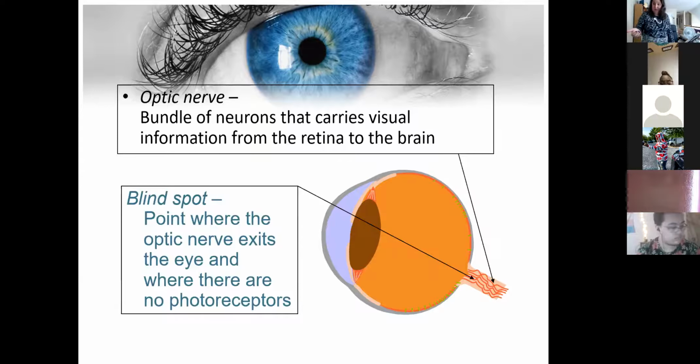And again, in different animals that might be different. Animals that have their eyes on the side of their head and see a lot more behind them than we're able to. Those tend to be prey animals sometimes, so that they can watch out for predators behind them. So that is the blind spot. It's where the optic nerve exits the eye.